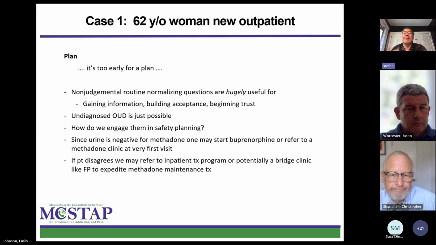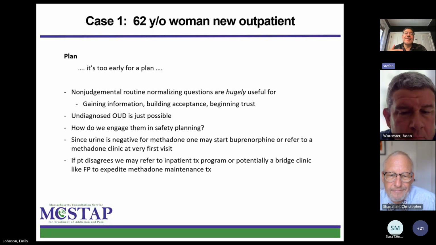Okay, so it is too early for a plan. That's the message of the first case. So we are emphasizing and re-emphasizing what we've talked about here. The opioid use disorder, prior or undiagnosed, is only one of a huge range of possibilities. We're aiming to be safe. You may want to consider buprenorphine, which again can be used for mild to moderate pain in a patient that's willing to trial it, or even a methadone clinic. Although if they're not taking methadone, it's not in their urine, unless they're in withdrawal in front of you, there may not be much reason to rush to treat.